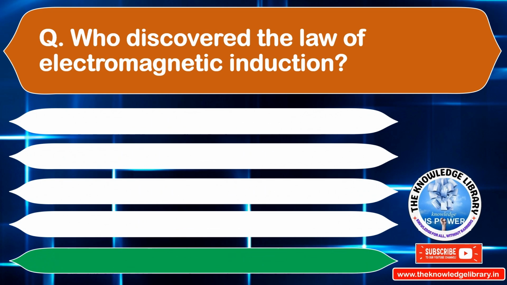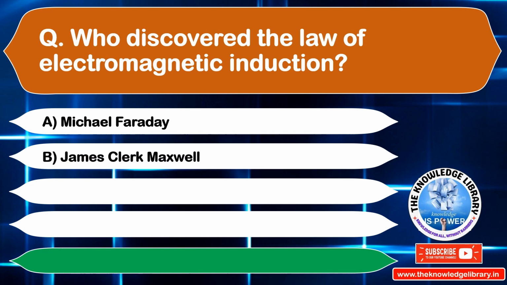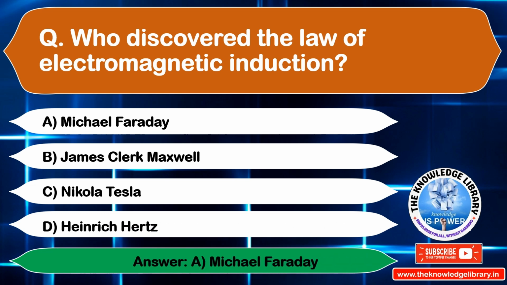Who discovered the law of electromagnetic induction? Option A. Michael Faraday. Option B. James Clerk Maxwell. Option C. Nikola Tesla. Option D. Heinrich Hertz. The correct answer is option A. Michael Faraday. Move to the next question.